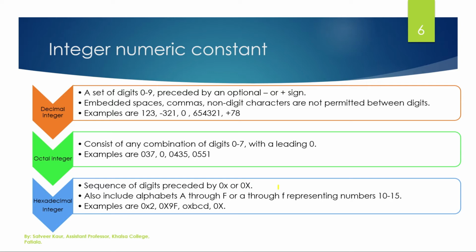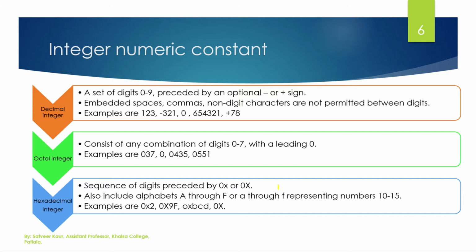The next one is hexadecimal integer. It is a sequence of digits preceded by 0 small x or 0 capital X. It also includes alphabets A, B, C, D, E and F, or alphabets in lowercase a to f, and these represent numbers 10 to 15, like A for 10, B for 11, C for 12, D for 13, E for 14 and F for 15.